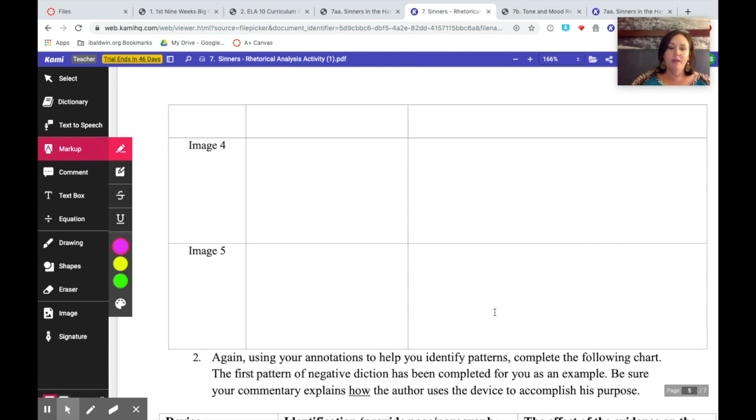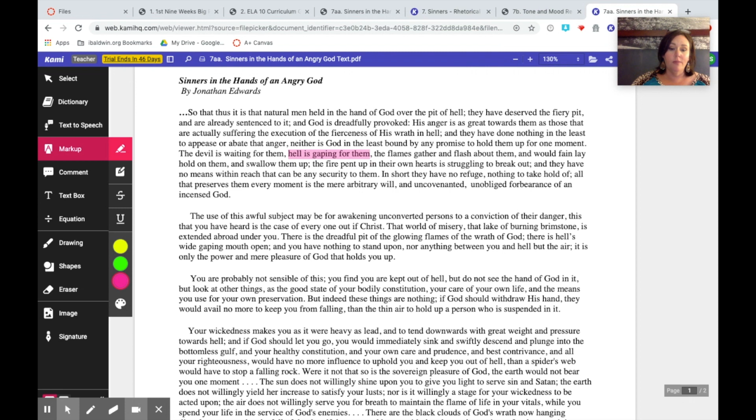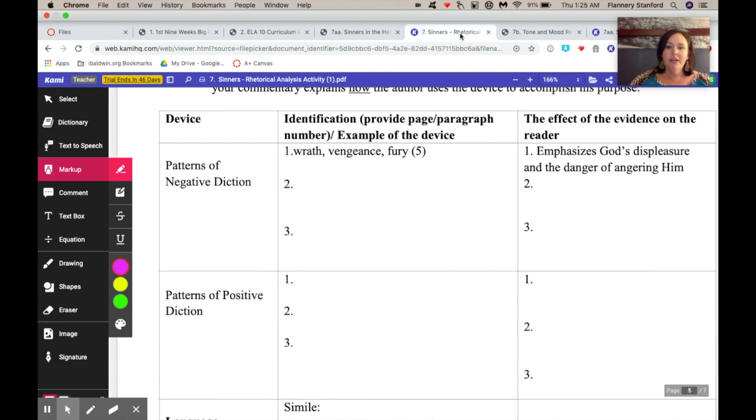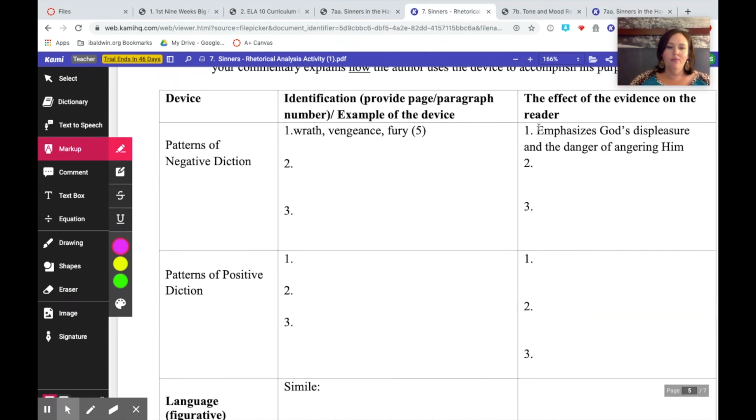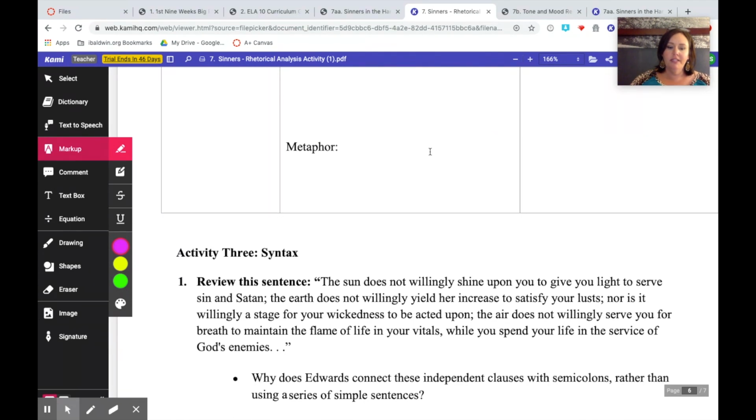Then you could do the same thing maybe down here with a pattern of negative diction. Again, that's pretty easy to find in this sermon. If we still look in the first paragraph, we can see, let's see, provoked, anger, right? Suffering. Those are all pretty negative words. And we could come back here and provide that example for them and discuss the way to provide some commentary. So that's kind of how you would guide through activity 2.